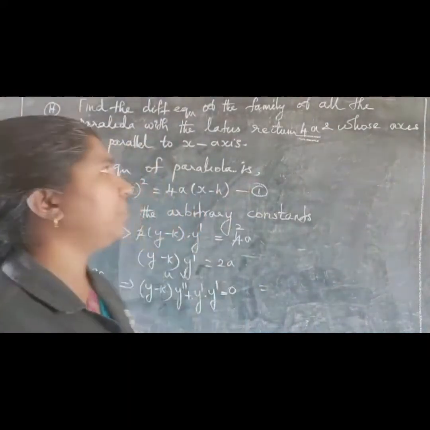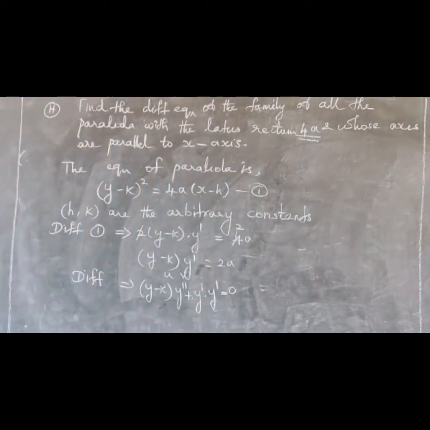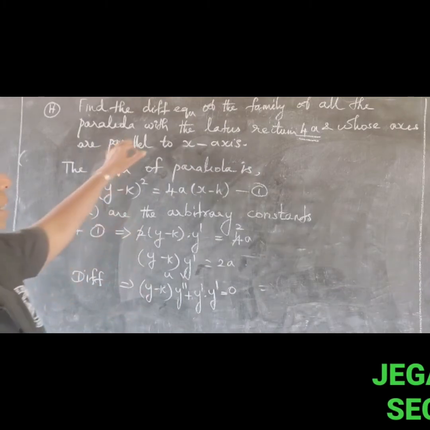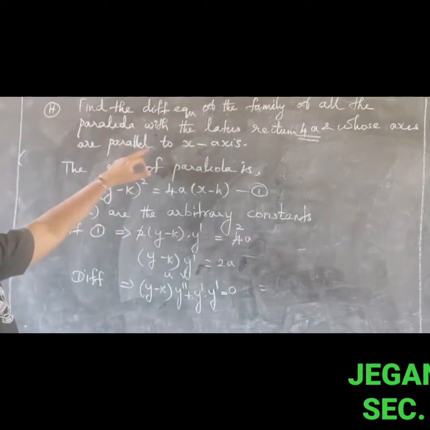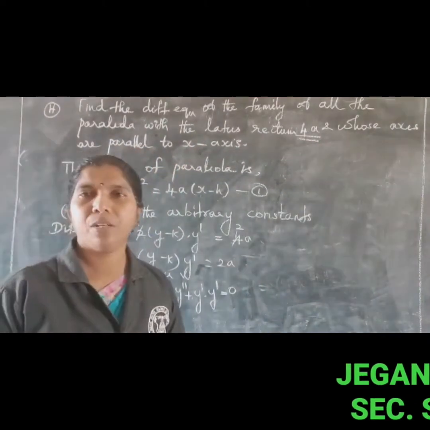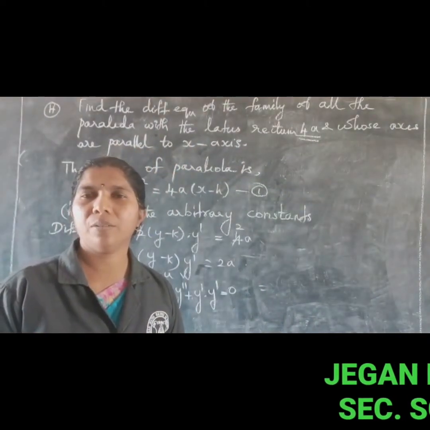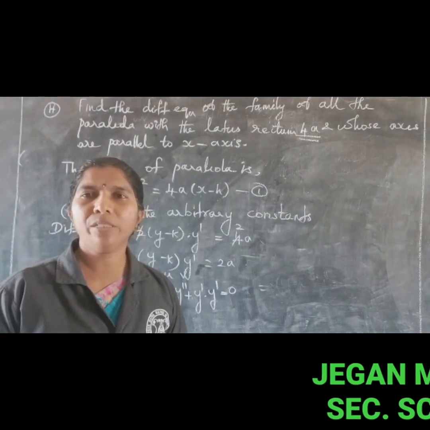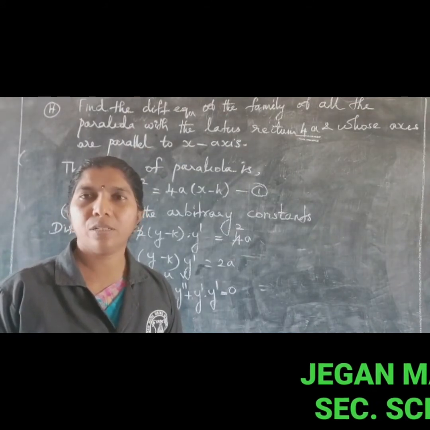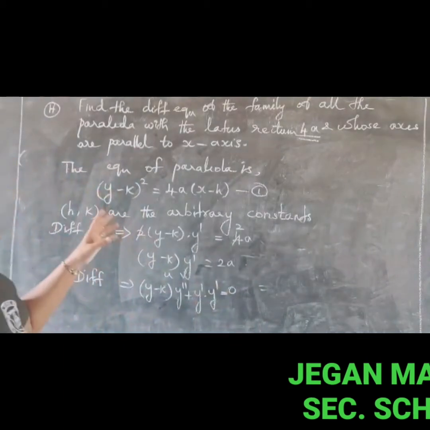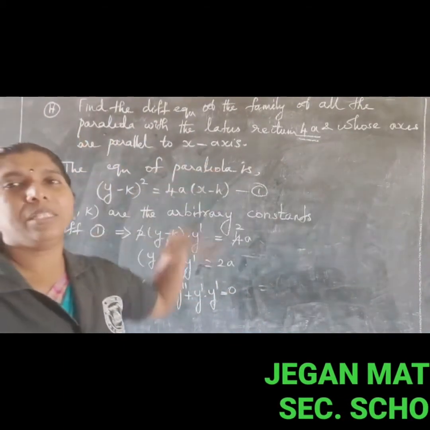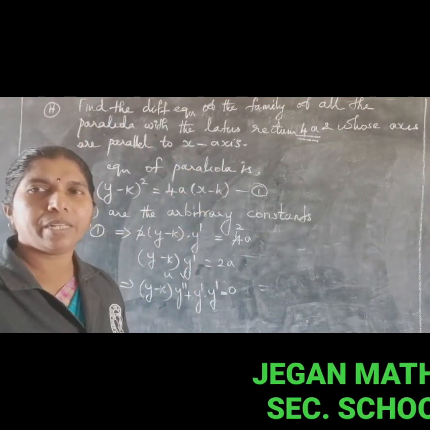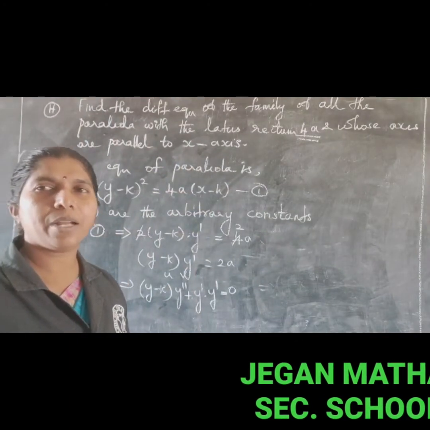Now let us find out the differential equation for the family of all the parabola with the latus rectum 4a whose axes are parallel to x-axis. We know the equation of parabola parallel to x-axis is y square is equal to 4ax. So all the family of parabola together means we write other than 0, 0 as the center. We can consider h, k as the center.